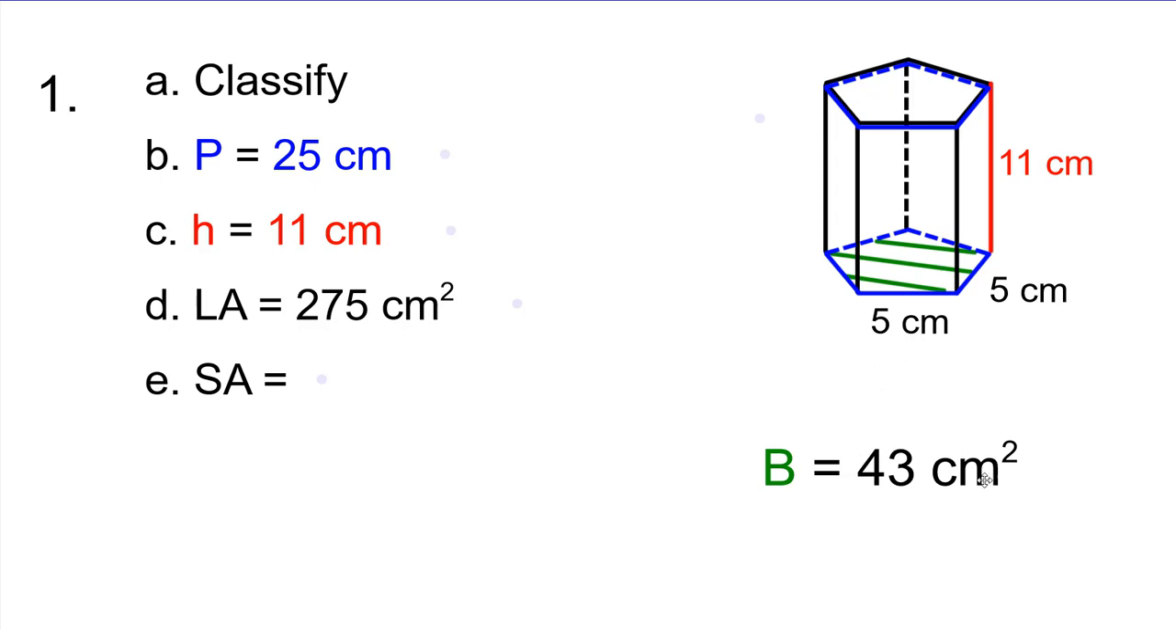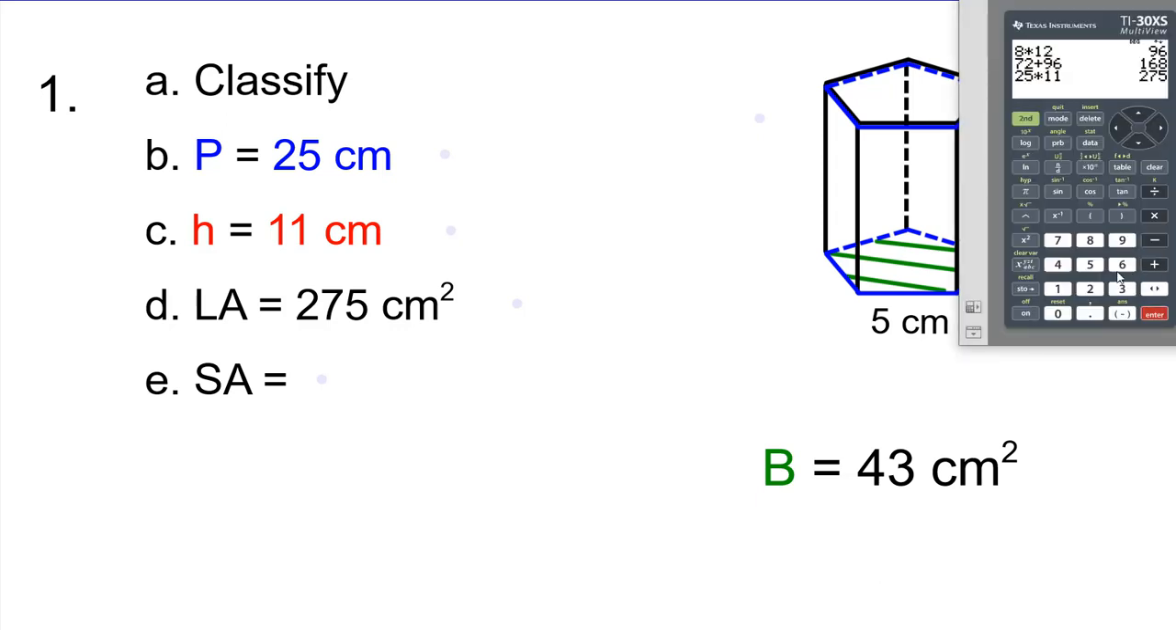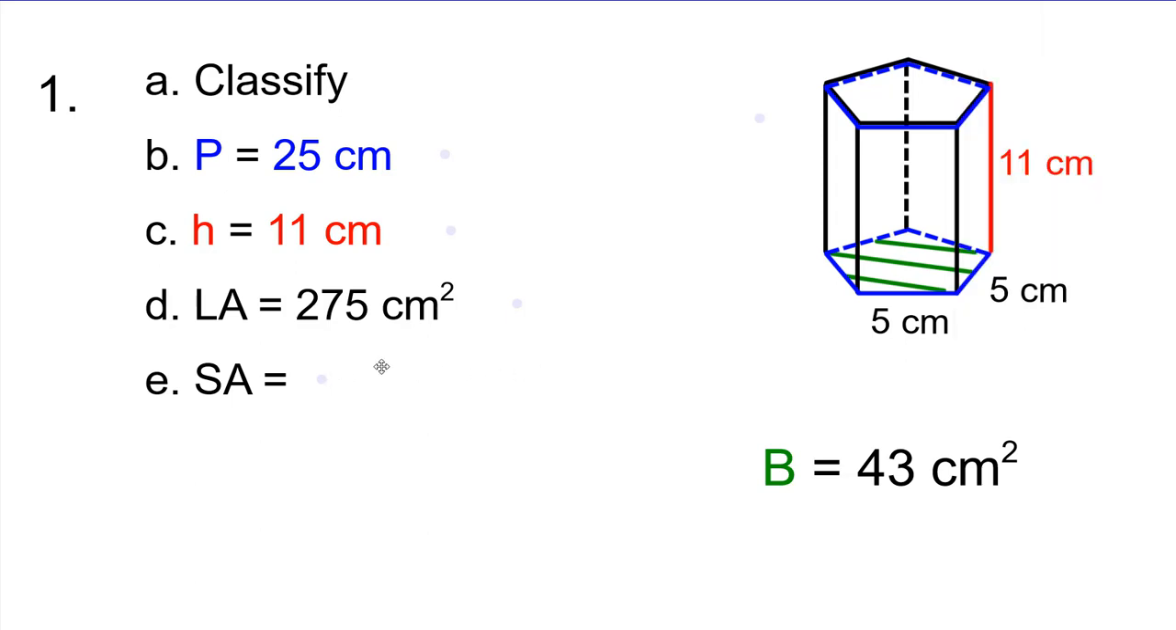So 43 centimeters squared, and we want to add 2 of those, right? Because we got 43 centimeters squared on the bottom, and then we also have 43 centimeters squared on the top. So take your lateral area and then add 86 to it. So that plus, well, you could just add it twice if you want. So plus 43 plus 43, which is going to give us 361 centimeters squared.